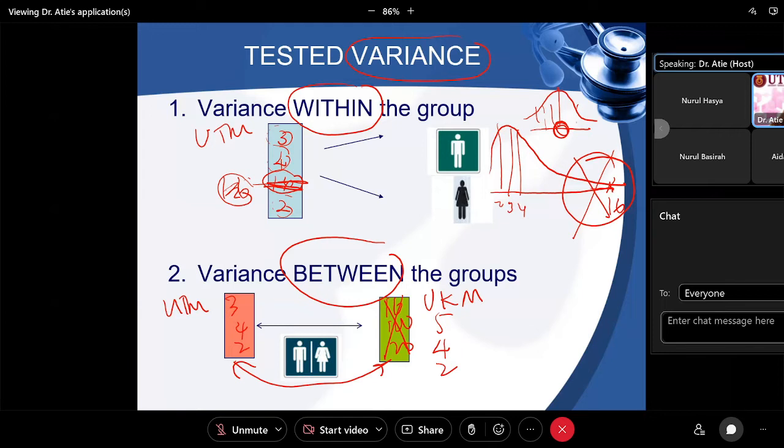Same thing when we want to compare between groups pula. This one only we need to check inside the one group. But then the second, we need to think about the difference between the groups. If you remember, the purpose of doing ANOVA is to compare more than two groups. So just imagine you have UKM, UTM, USM. The first step, you need to make sure the people inside the university have almost equal scores or marks. Only then you can check pula between UTM and UKM, they also have almost equal marks.